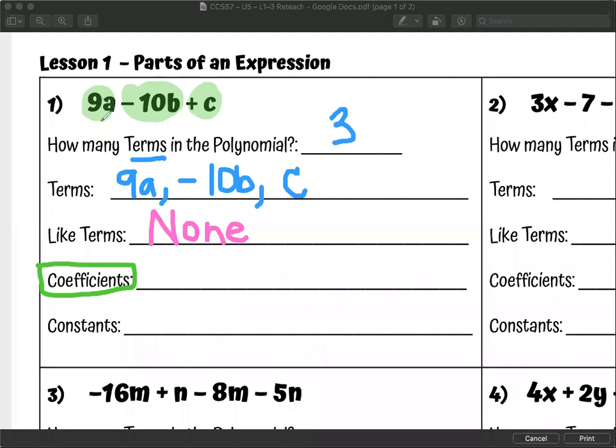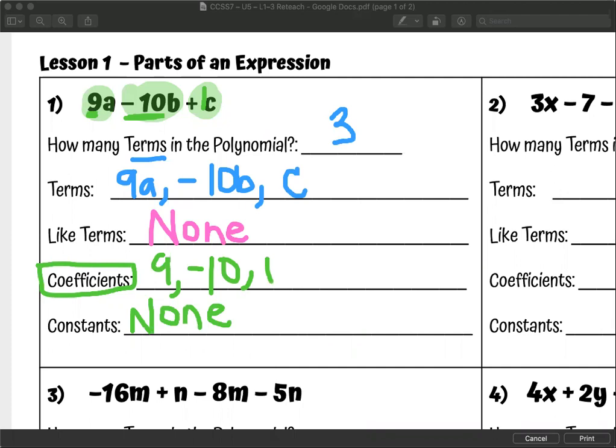So now I'm actually listing that out. We're talking about the numerical value of the terms. The numerical value of 9a is 9. There's 9 a's. The numerical value of negative 10b is negative 10. And then being careful, don't write c. That is incorrect. The numerical part, even though there's not a number there, is 1 because there's 1 c. And then I would highlight my constants in a different color. That's anything that's just a number, but there's nothing here that is just a number, so there are none.